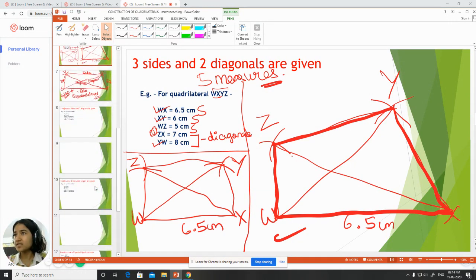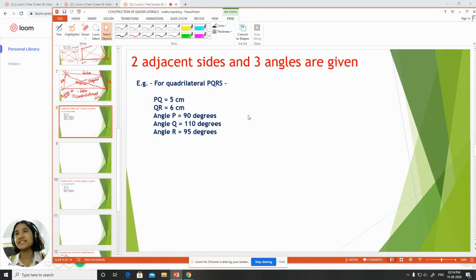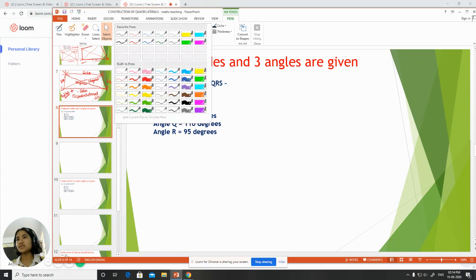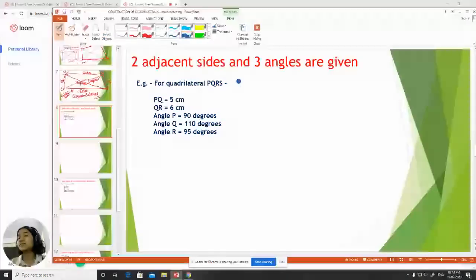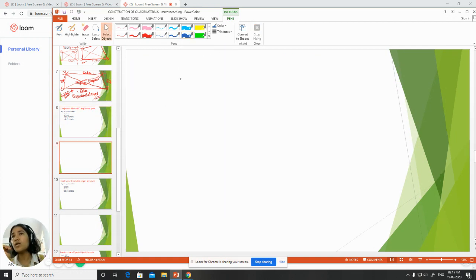So, shall we proceed with our next topic? So let's get started. Our topic for today is about how can we construct a quadrilateral with two adjacent sides and three angles. What do we mean by two adjacent sides?